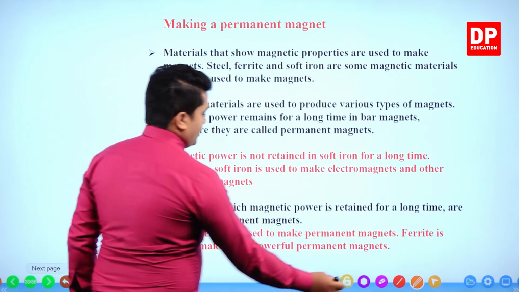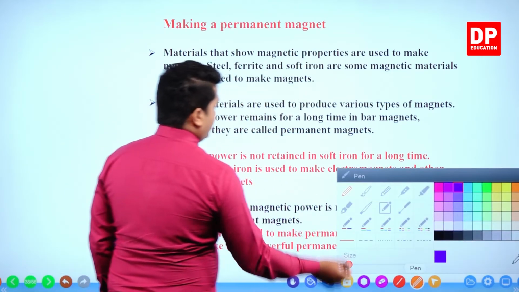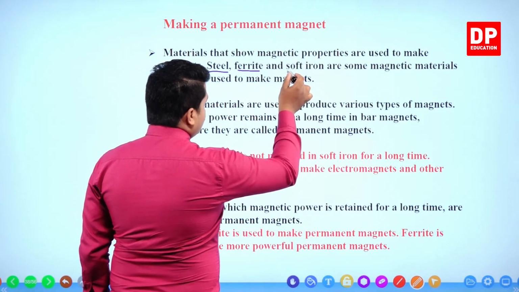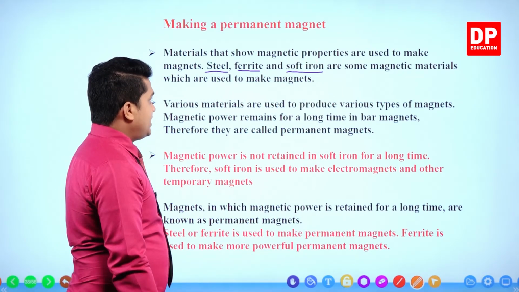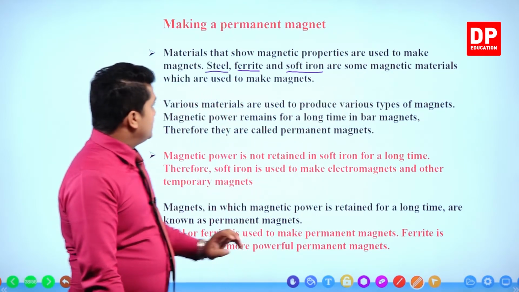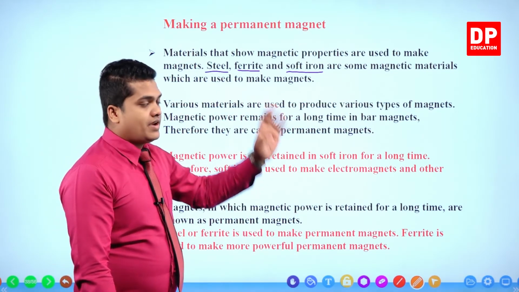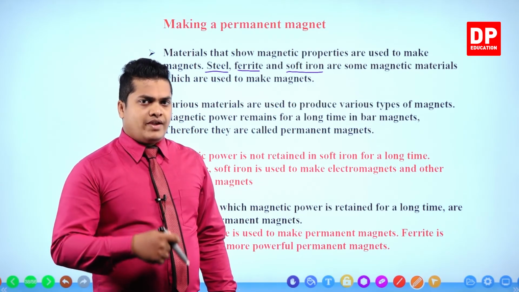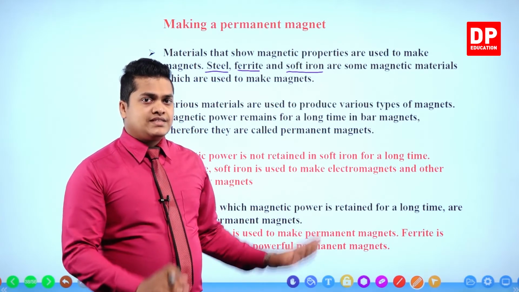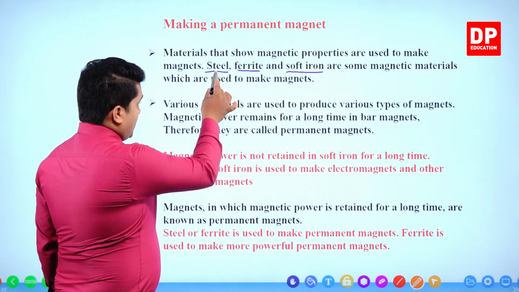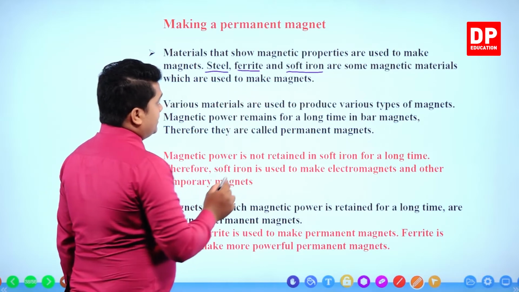Steel, ferrite and soft iron. These things are really important. Steel, ferrite and soft iron are some magnetic materials which are used to make magnets. So in making a magnet, we use these types of metals. What are those metals? Steel, ferrite and soft iron.